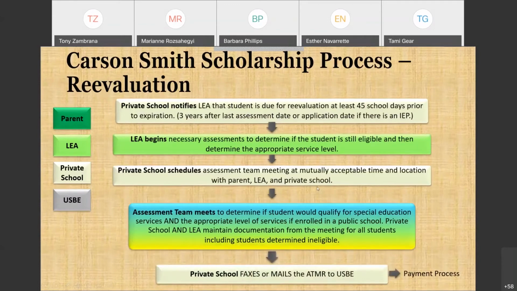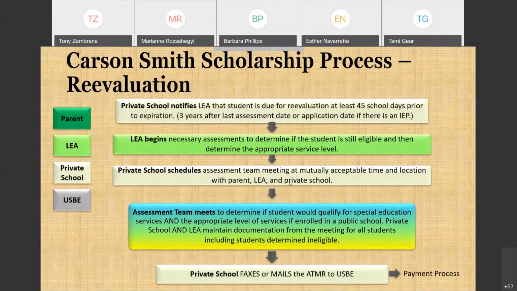All right, and then for re-evaluations, the private school notifies the LEA that the student is due for re-evaluation at least 45 school days prior to expiration. And these re-evaluations are once every 3 years if it's an IEP, or 3 years from the date of the initial application. The LEA begins necessary assessments to determine if the student is still eligible and then determine the appropriate level of service. Again, we'll get into the level 1 and level 2 here in a little bit.